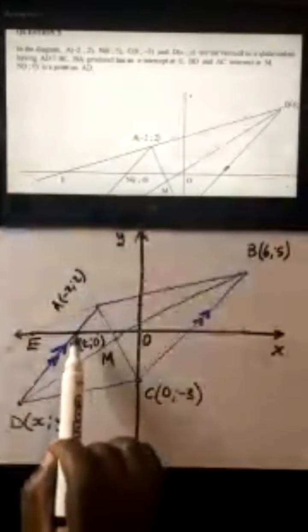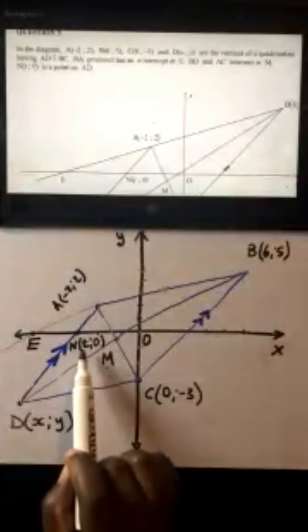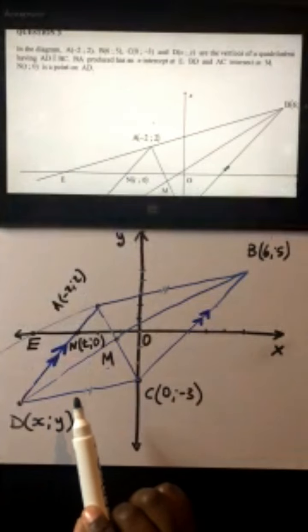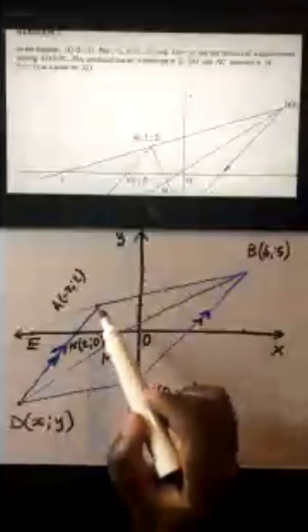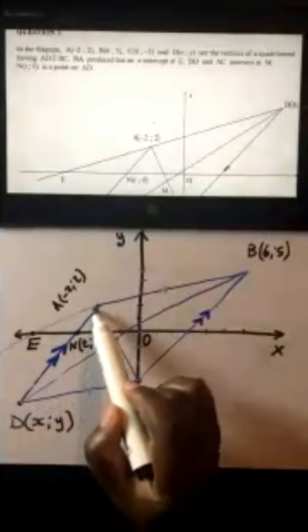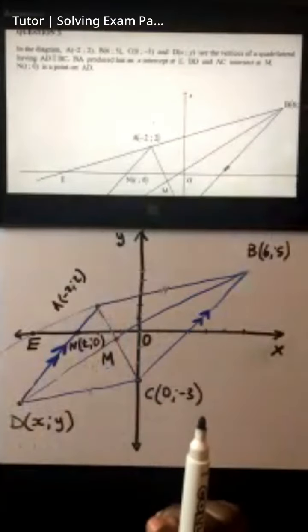N, ladies and gentlemen, where is N? N is that point, where y is 0. And again, they say this is a point on AD. So that means there is A, there is D. So N is a point along that straight line of AD.